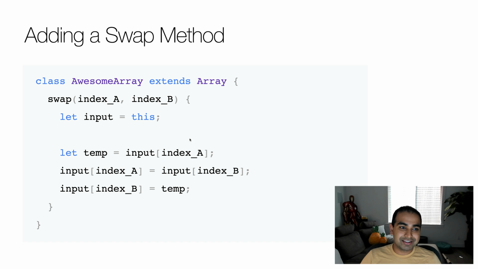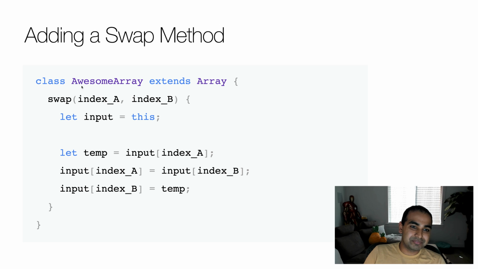We use a class syntax to create the new array that we want. In this case, I'm creating AwesomeArray, and I'm using the extends keyword, saying I want to extend Array. So I don't want to create something brand new. I want to take all the capabilities that Array has by default, and just extend it with my own special things, which in our case is a swap method, just like before.